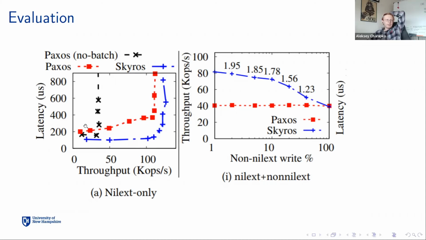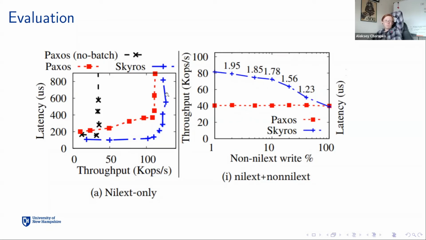In figure A, they show the latency versus throughput for a workload that only has Nil-External operations, which means these are only writes, there are no reads, and these are writes that are Nil-External. In this configuration, we can see that Skirus, the system proposed in the paper, does outperform batch Paxos both in terms of throughput, and also has lower latency, obviously because it speculates and doesn't have any reads or anything to break the speculation assumption. The throughput is slightly bigger.